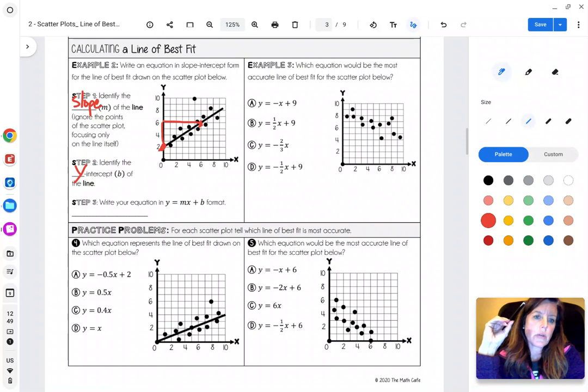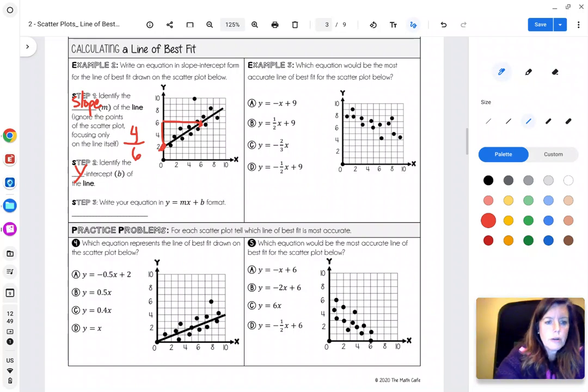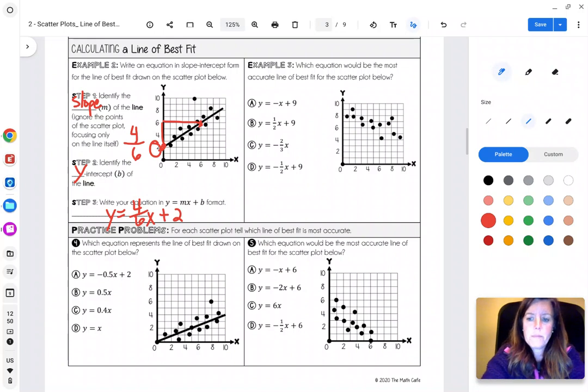So that distance between 2 and 6, that is 4. And then we went over 6, so 4 over 6. That reduces down to 2/3, but you can just leave it as 4 over 6. So our equation would be y equals 4/6 x, and then our y-intercept is 2, plus 2. Just going to write that right there. Voila. And there's our equation.